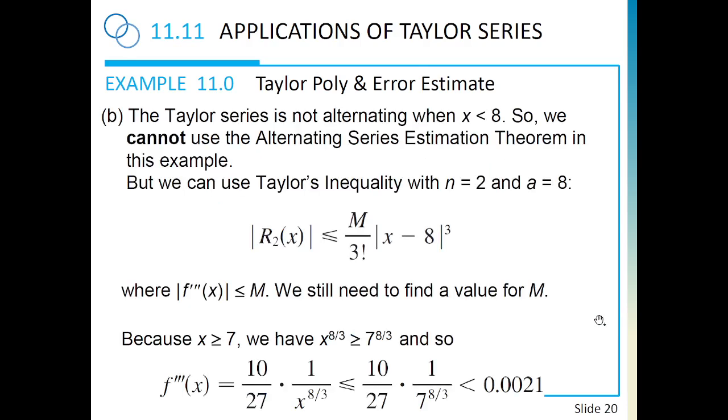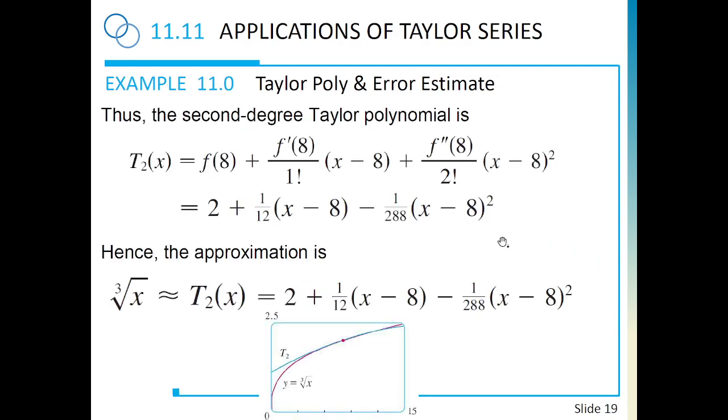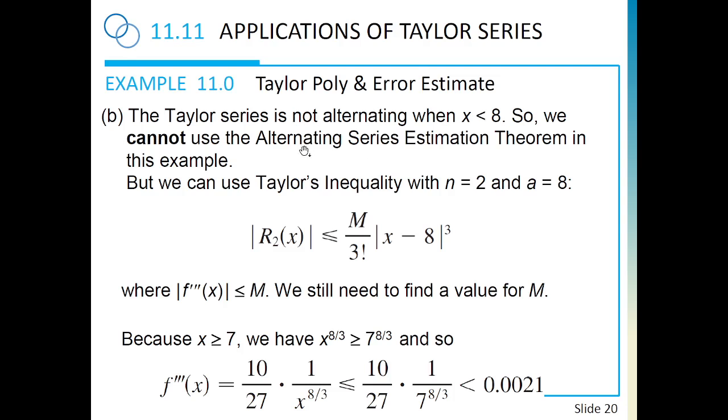Now the next problem is to find the estimate of the error. One of the tempting things is to say, oh, but this is an alternating series. Well, not really. It is alternating when x is bigger than 8. But if x is smaller than 8, both of these terms are negative, so it's not actually alternating. So this means that we cannot use the alternating series estimate theorem, which is not a big deal.